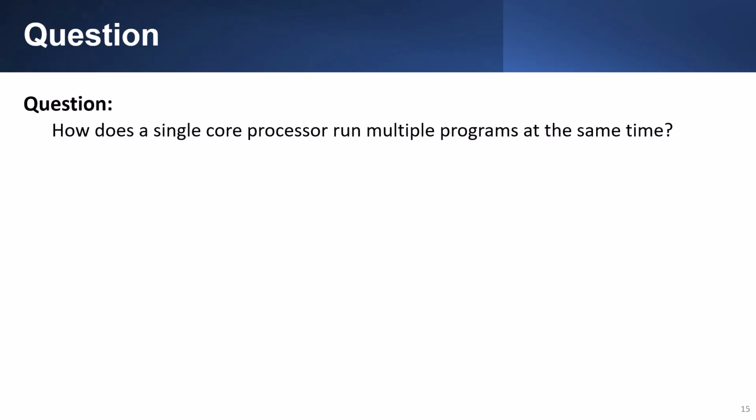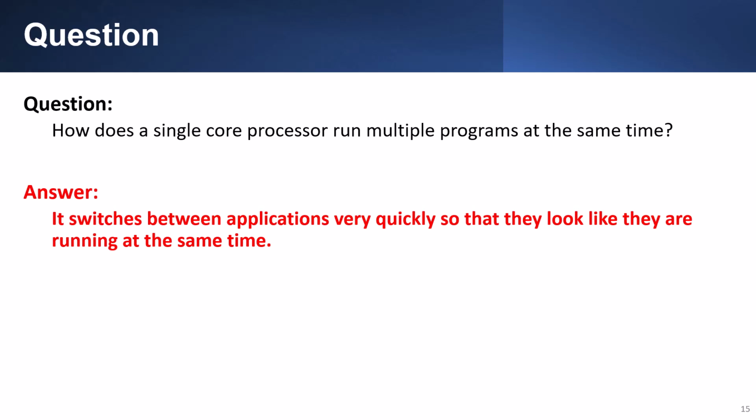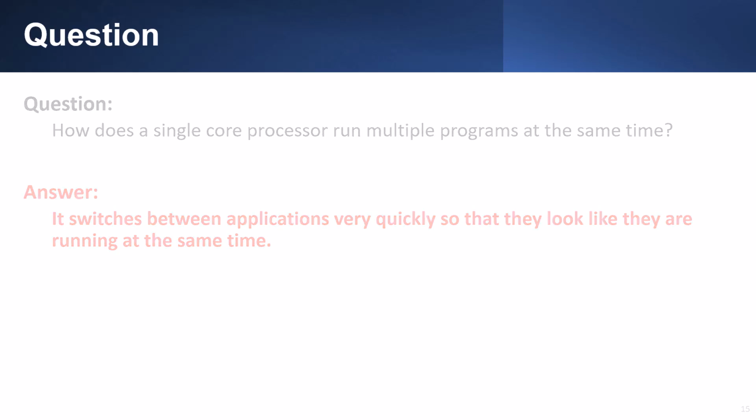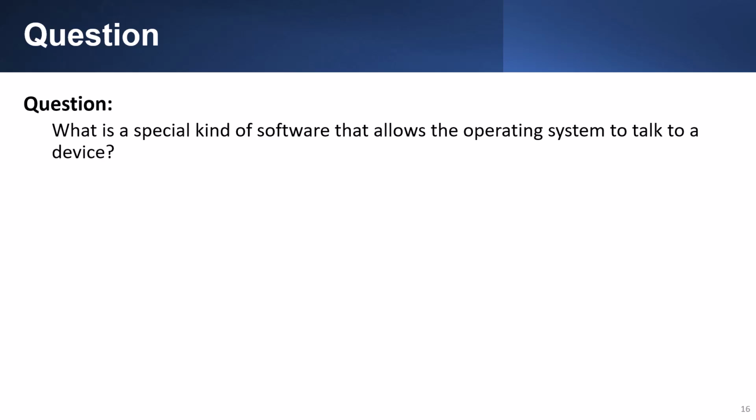Question: how does a single core processor run multiple programs at the same time? Answer: it switches between applications very quickly so that they look like they're running at the same time. Question: what is a special kind of software that allows the operating system to talk to a device? Answer: device driver. While the operating system knows how to talk to the central hardware, the operating system uses device drivers to talk to other devices.